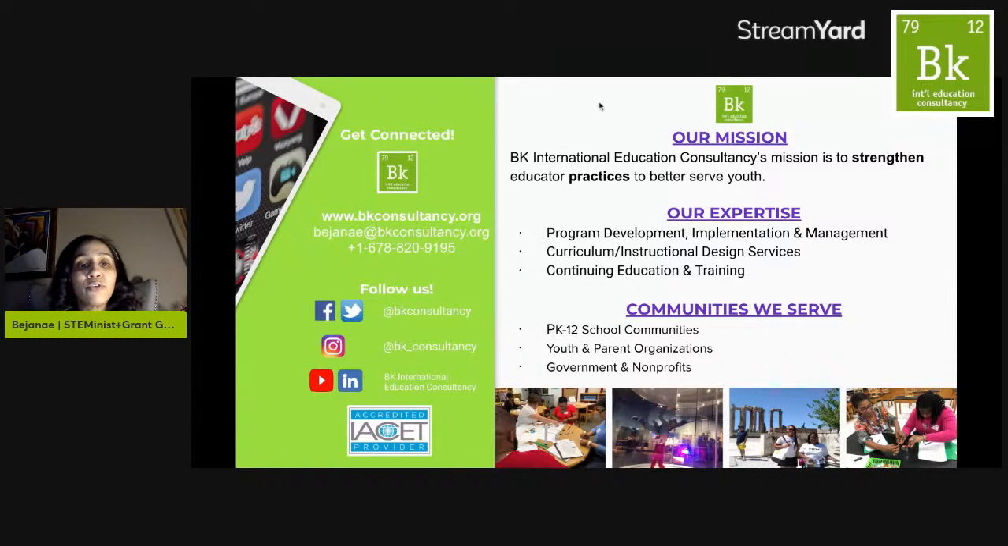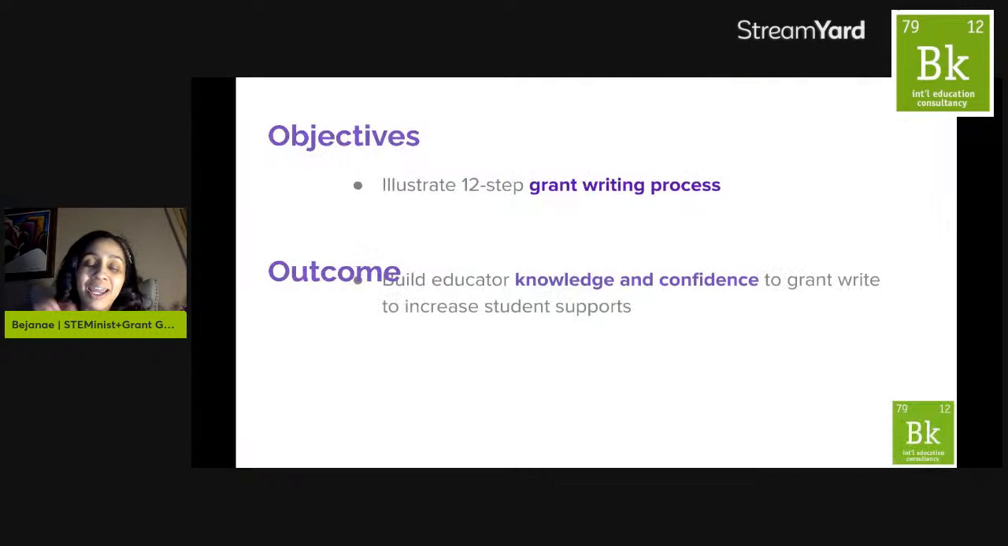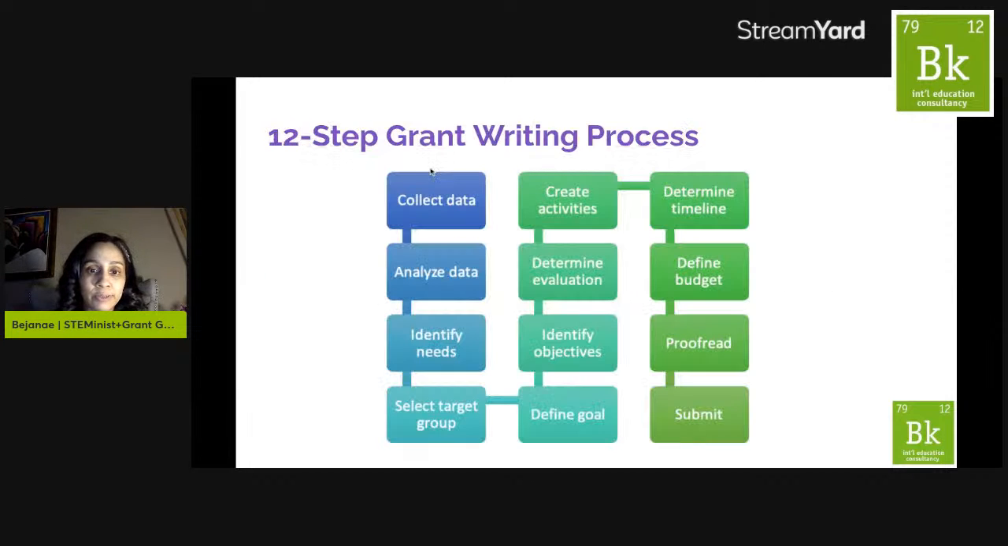All right. So for tonight, we're going to illustrate a 12-step grant writing process that is proven. I have used this over and over again as a classroom educator, as well as an edupreneur, as a business owner, in securing grants for my small business. And the overall hope is that this will help to build educators' knowledge and confidence to actually write grants so that you can increase those student supports and positive outcomes.